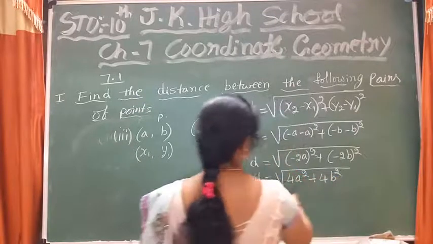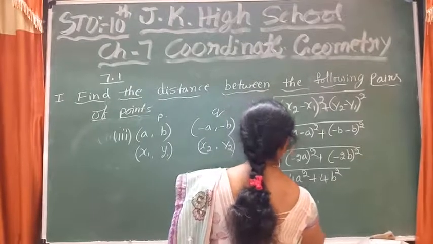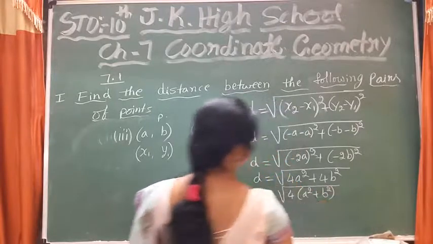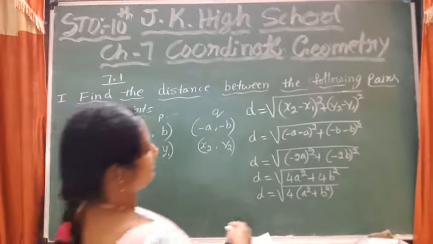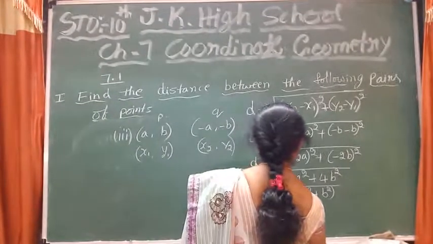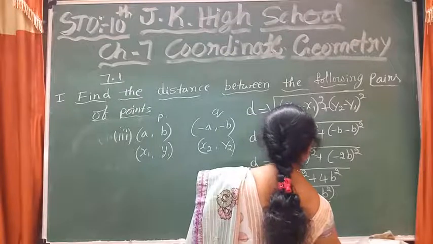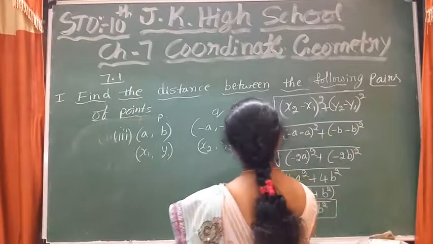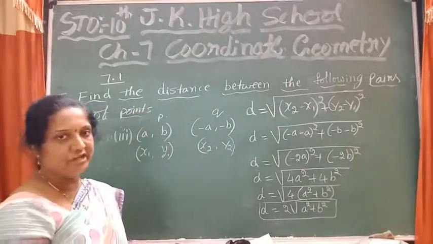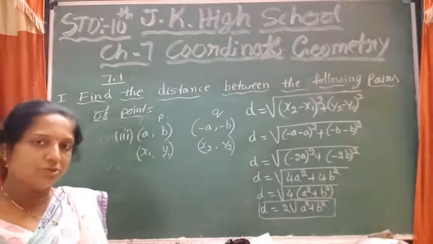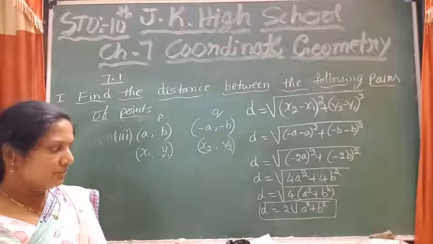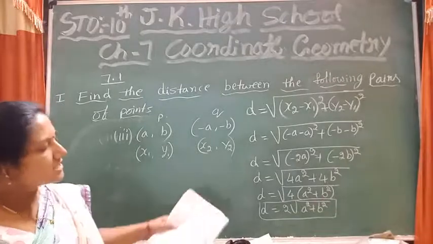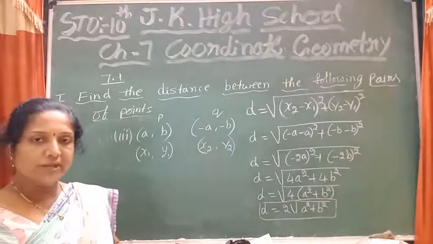You can take out 4 as common here. If you take out 4 as common, then it becomes a square plus b square. You can write it in the bracket. Square root of 4 I know, so it becomes 2 into square root of a square plus b square, which is the distance between these 2 points, because they gave the coordinates in the form of variables. We will get the distance between these 2 points also in the form of a and b. But a square plus b square is not a perfect square number, so we cannot simplify further. This is the answer. This is the distance between these 2 points, children. Okay, write down.